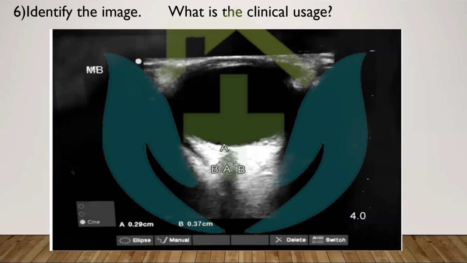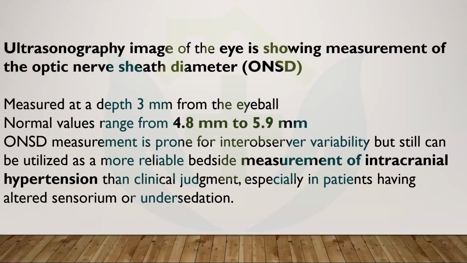So identify the image. What is the clinical usage? Yeah, most of you have got this image correctly. So this is an ONSD, optic nerve sheath diameter. What is optic nerve sheath diameter? It is measured 3 mm from the eyeball, with normal values of 4.8 to 5.9.